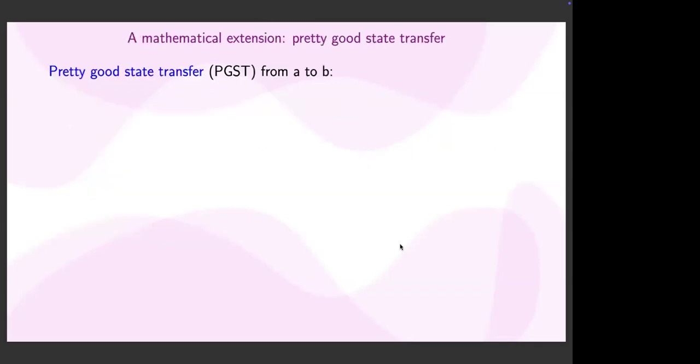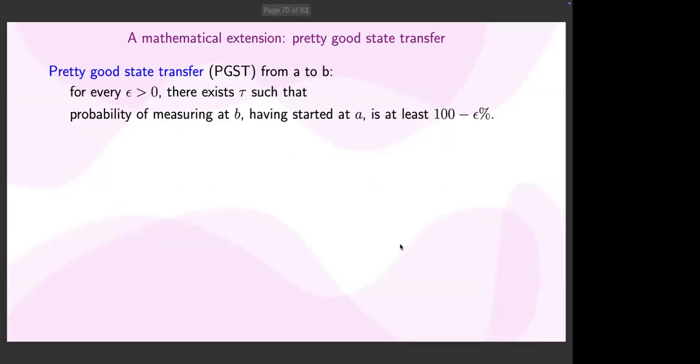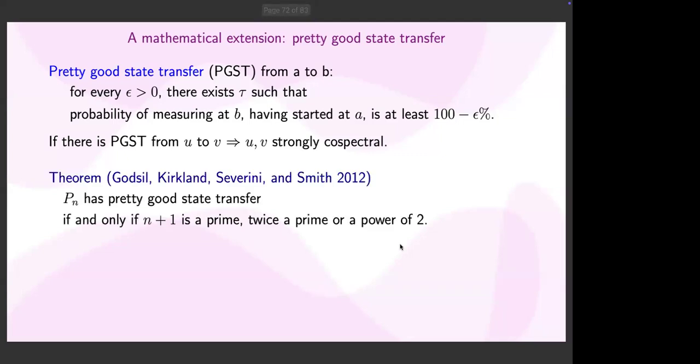There's a mathematical extension that you can easily make called pretty good state transfer, which is that for every epsilon greater than 0, you can come within epsilon of having transferred the state perfectly. And they still have to be strongly cospectral. The really cute theorem here is that the path doesn't have perfect state transfer if it's not P2 or P3, but it would have pretty good state transfer when n+1 is a prime, twice a prime, or a power of 2.